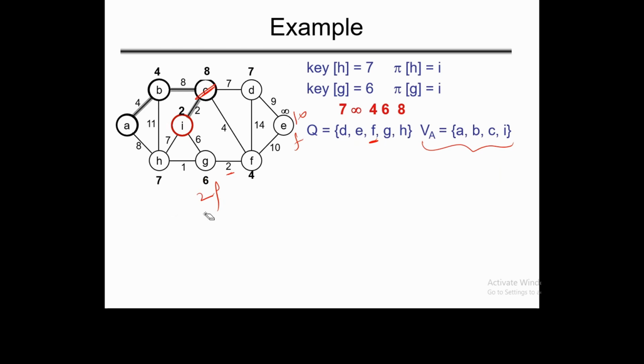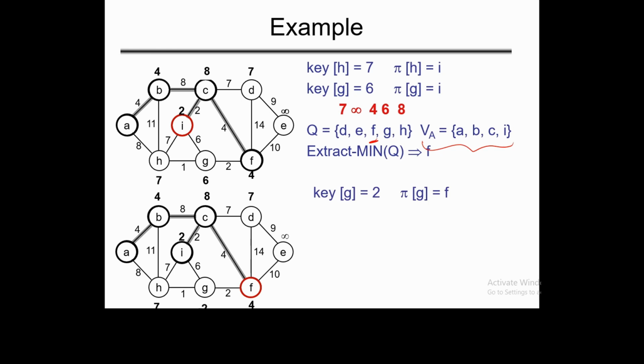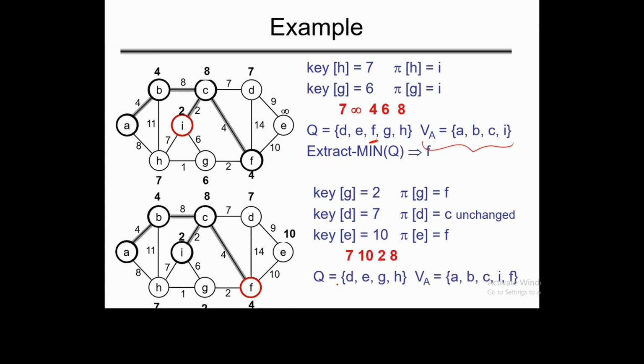So after processing this particular node, F will be added in the vertex set. Okay, and its neighbor nodes' keys will be modified. So this will be the situation here. The key of G equals 2, pi of G equals F. The key of D equals 7, this will not change from before. The key of E will be 10 and the parent of E will be F. And this is the status of the queue.